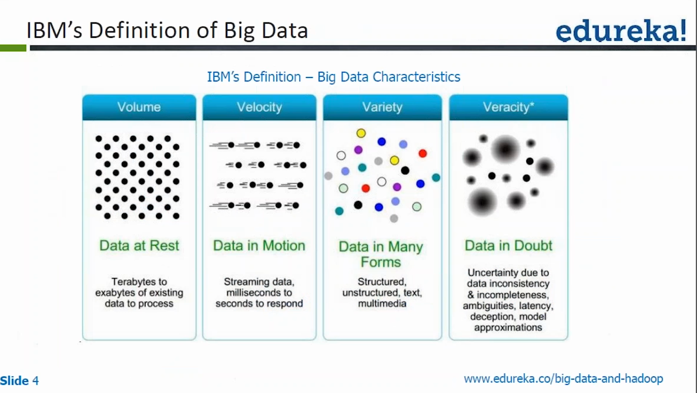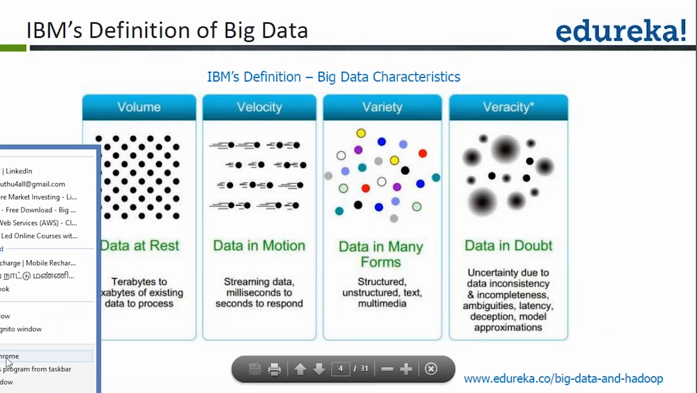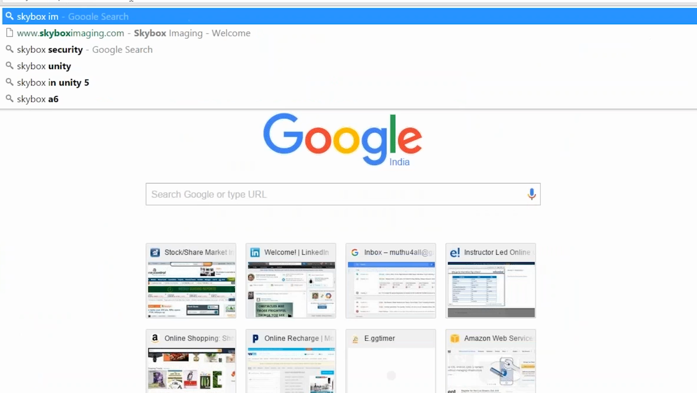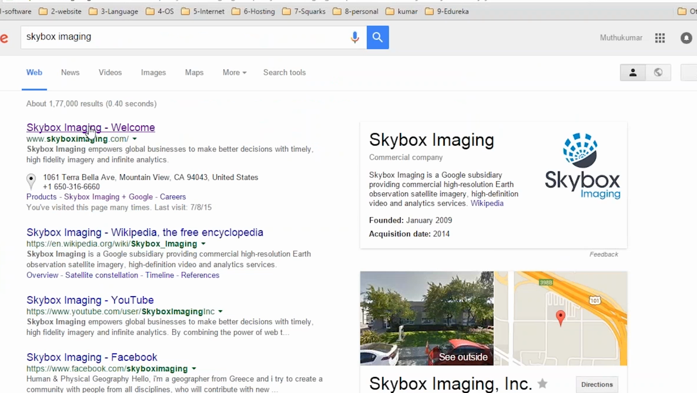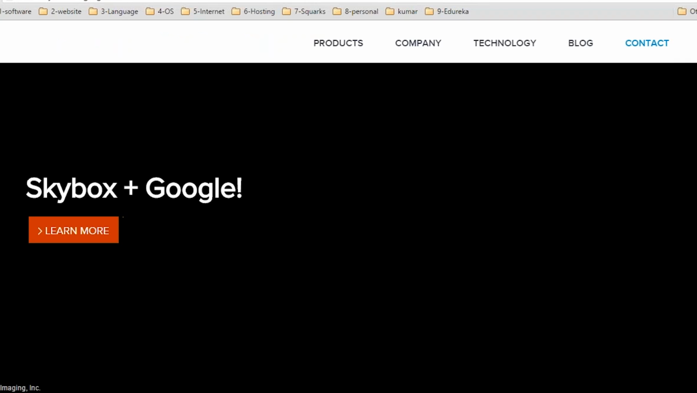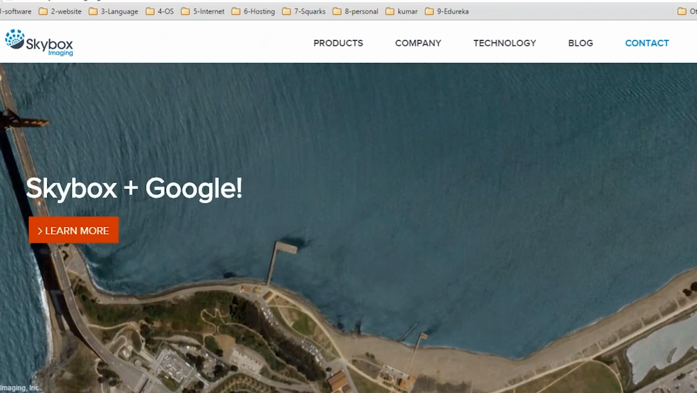Before that, let me give you another analogy. You may wonder, am I really going to have 2 petabytes of data, or 2000 terabytes of data? Are we into that particular world? Yes. I hope some of you would have heard about this website called Skybox Imaging. It was acquired by Google very recently. They have their own high definition satellites. They take snapshots of the Earth from space.